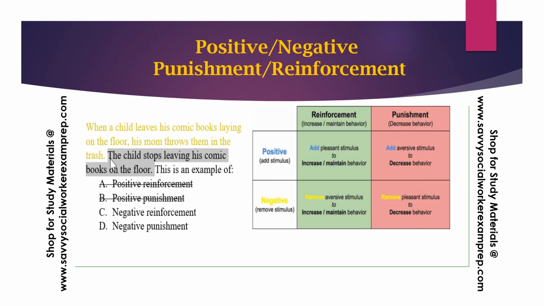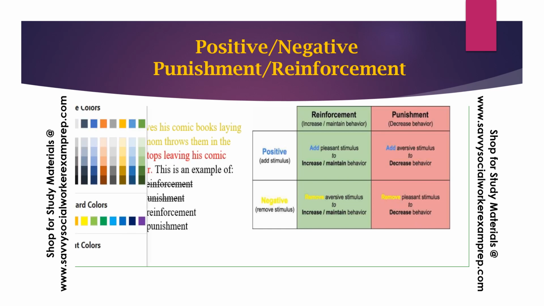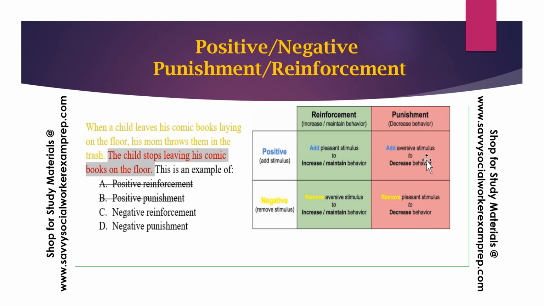So this means he decreases the behavior. So that means he is no longer leaving the comic books on the floor. So that behavior is decreased. So that was in result of a punishment. So we have negative. She takes something away from him. She takes that stimulus, which is the comic books. And so his behavior decreases. The said behavior for which she took that stimulus away, it begins to decrease. So that is equivalent to punishment. So yes, that is going to be negative punishment.